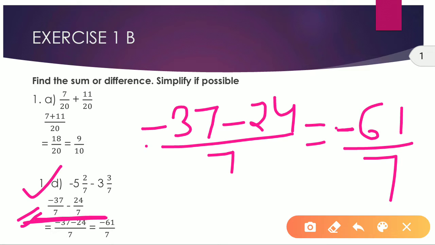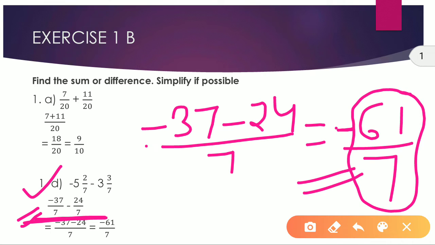First of all, your question is given in the mixed fraction. So first convert the mixed fraction into simple fraction, and after that you will get that the denominators are same for both the rational numbers. So in the denominator you write 7, and after that in the numerator you write down whatever it is given. Minus 37 minus 24. Minus minus will always be plus, but the sign will always be a minus. So minus 37 minus 24 will give you minus 61 by 7, which is your answer. We cannot simplify this 61 by 7. That's why we are leaving it here. So this will be your answer.